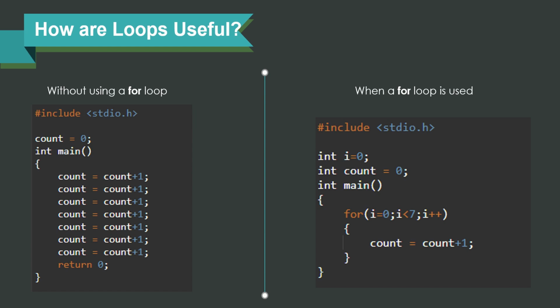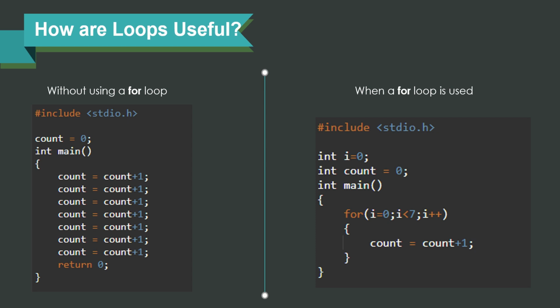So when I use no loop, I'll have to write it 7 times. You can see that count = count + 1 is written 7 times. But you come to the for loop. On the right hand side, I use a simple loop. I say for i = 0, i < 7, I will come in. First time the condition is true, count = count + 1. It will go up, i++ will happen.